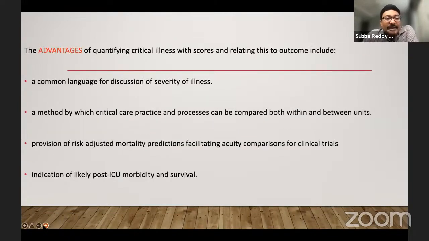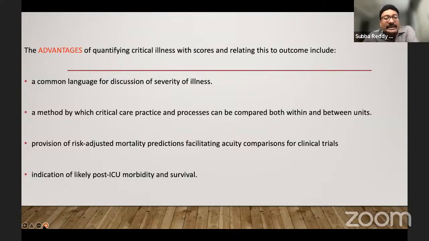So what are the advantages of quantifying the critical illness with scores and relating this to outcome? First, a common language for the discussion of the severity of the illness. Otherwise, you don't know. All the patients are not very sick in the ICU. Some patients are very stable, some patients are very sick. So even if a stable patient dies suddenly, that is not acceptable. So you need a common language to discuss the severity of the illness.